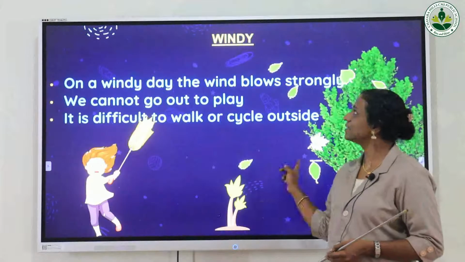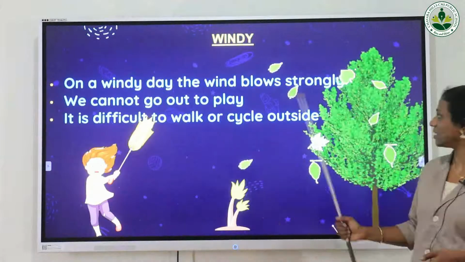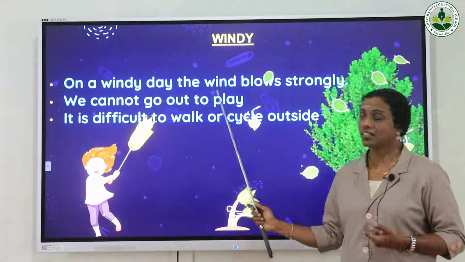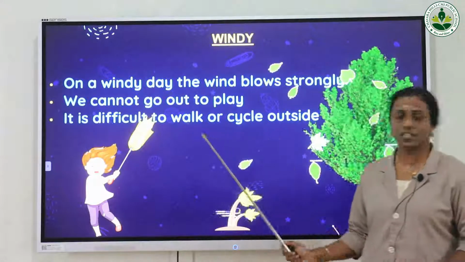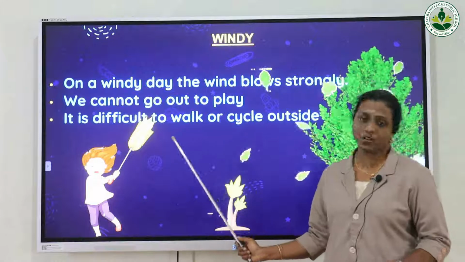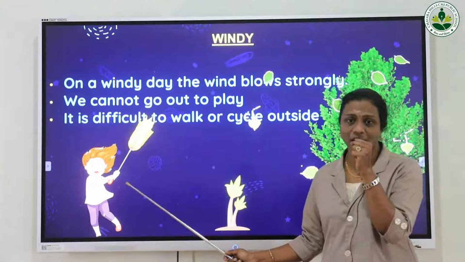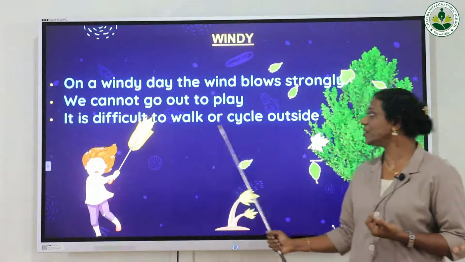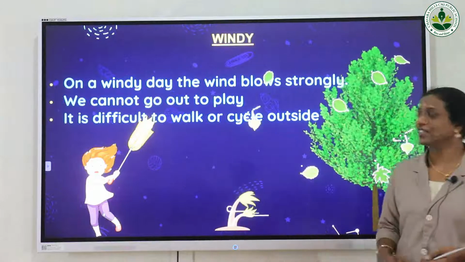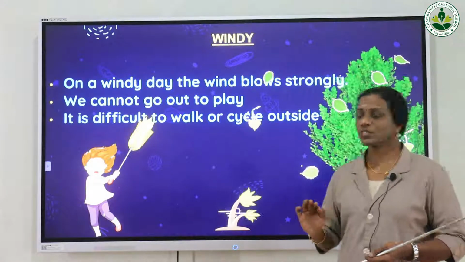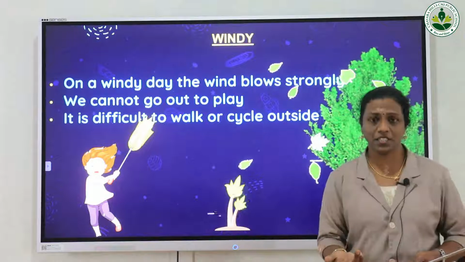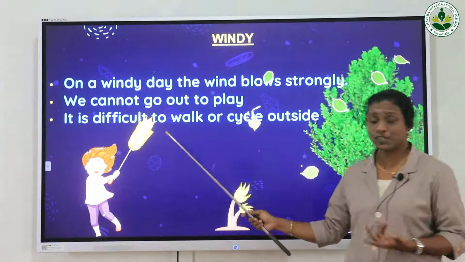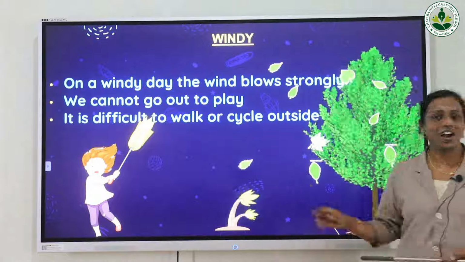And next is windy. You can see that there is a heavy wind. On a windy day, the wind blows strongly. We cannot go out to play also. You can see one child is holding an umbrella. What happened to her umbrella? It's gone. And it is difficult to walk or cycle outside. So on a windy day, most of the time the heavy wind is blowing. At that time, we cannot go out to play, and it is very difficult to walk or cycle outside.